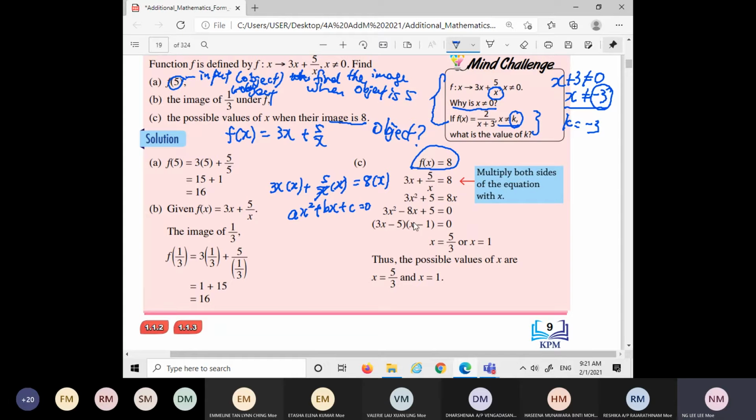Do you know how to use the calculator straight away from here to get this answer? But after that you must write back this. Do you know how to use the calculator, key in this, and then get this answer?